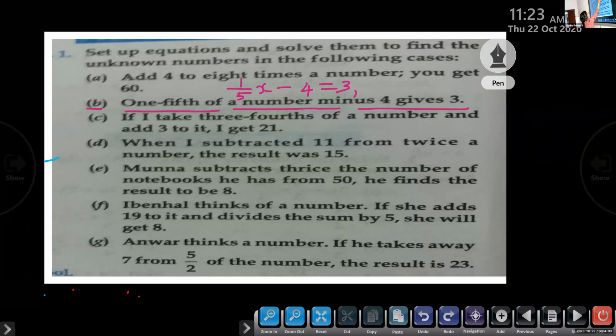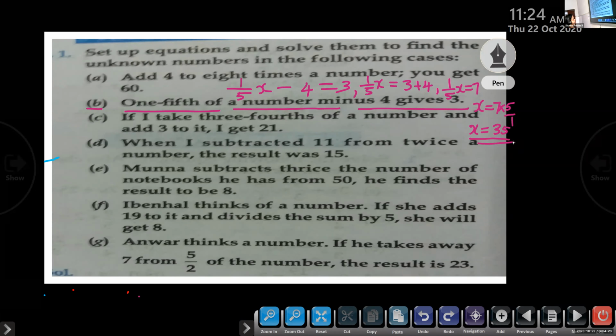1 by 5 x minus 4 is equal to 3. So what will you get? 1 by 5 x is equal to 3 plus 4, isn't it? 3 plus 4 is 7. 1 by 5 x is equal to 7. So what is x? X is equal to 7 into 5 by 1, that is 7 into 5. X is equal to 35.